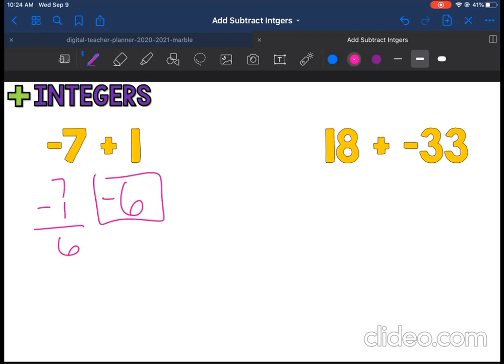Same sign, different signs. So I have -7, which is a negative. I have a 1, which is positive. So that's what I'm asking myself. It may help sometimes, especially when you first get started. You see how I did a little minus and a little plus on top of my numbers? To get started, that may be good just to do that, to help you out.